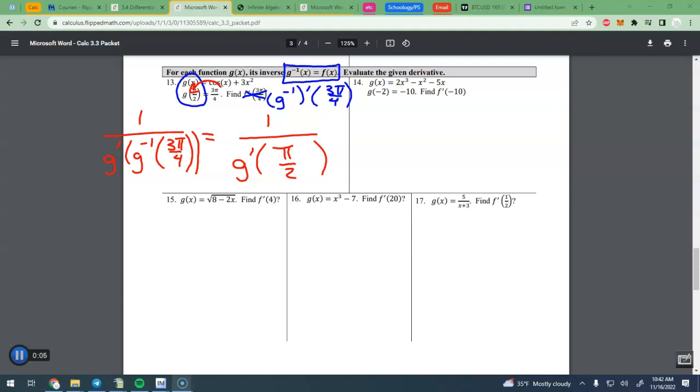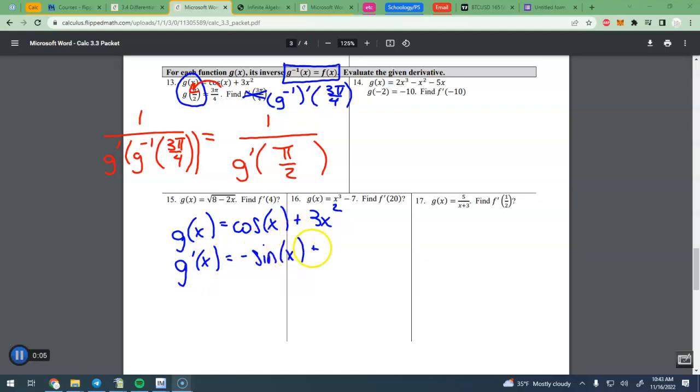Then I've got a side quest, right? So now I need to find g prime of pi over 2. I want to show you a mistake that I made a couple times. A couple people in here showed me the same mistake. So g of x is cosine of x plus 3x squared. So g prime of x, the derivative of cos is negative sine, right? Plus 6x. So g prime of pi over 2 is negative sine of pi over 2 plus 6 times pi over 2.